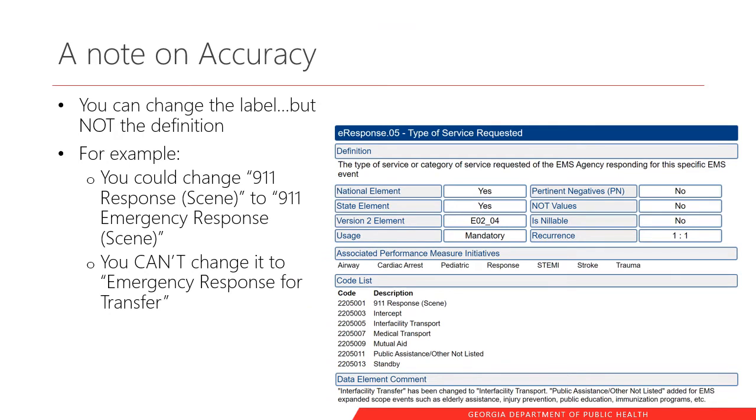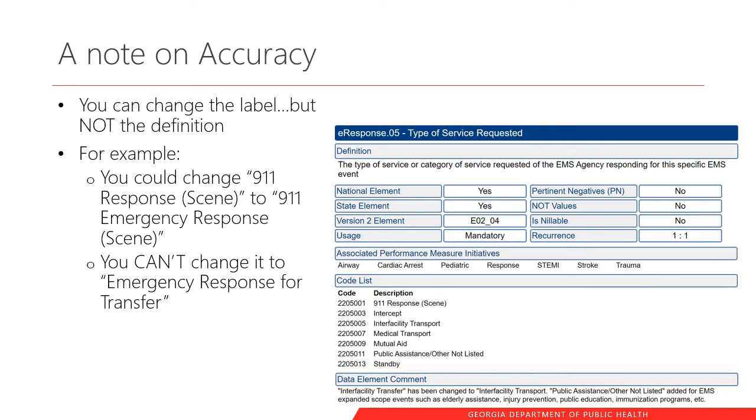So a note on accuracy. This goes along with integration and everything else too. One of the things that software vendors allow their agencies to do is to change the label on a button. This is just an example, eResponse.05, the type of service requested. What the medic sees is the description where it says 911 response scene. What the computer sees is just the 2205001, just a code. But what the medic sees, again, is the description.